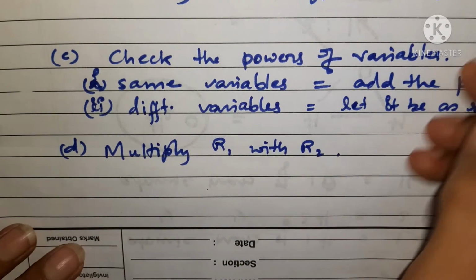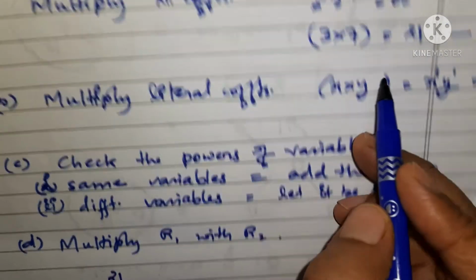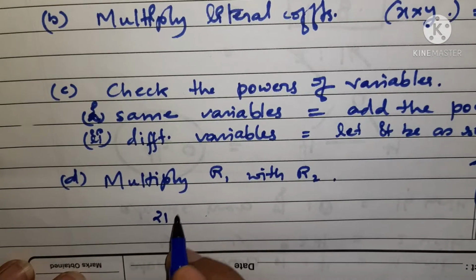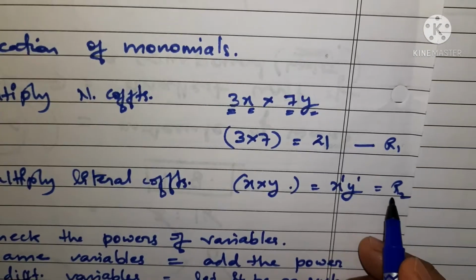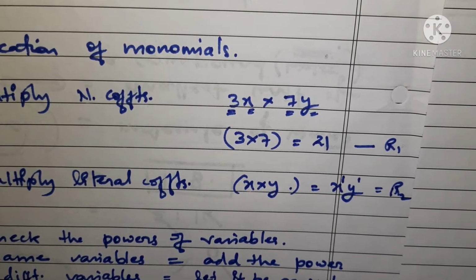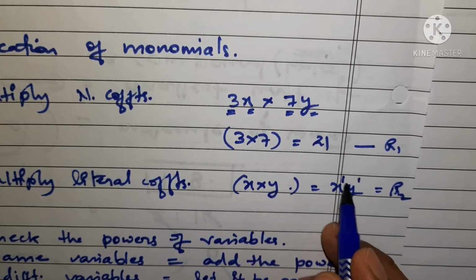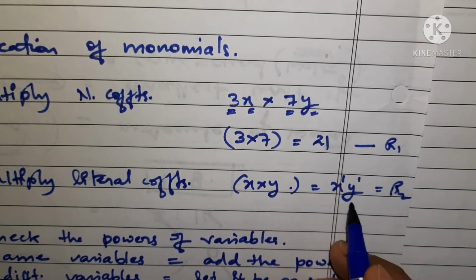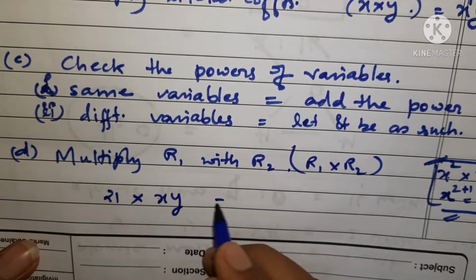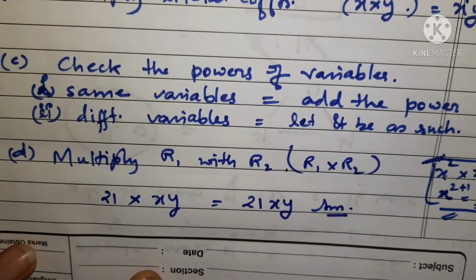So we are going to multiply now R1 and R2. R1 is 21. You can see here R1 is how much? 21. That numerical product of numerical coefficients is 21. So 21 into what we have to do? We have to take R2 as well, because we have done R1 into R2. R2 is what? xy. x to the power 1, y to the power 1. So it is going to be ultimately xy. Now we are going to multiply these two. So it will become 21xy, and this is going to be your answer ultimately.